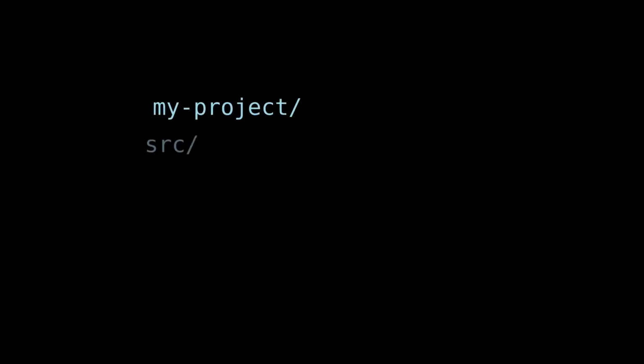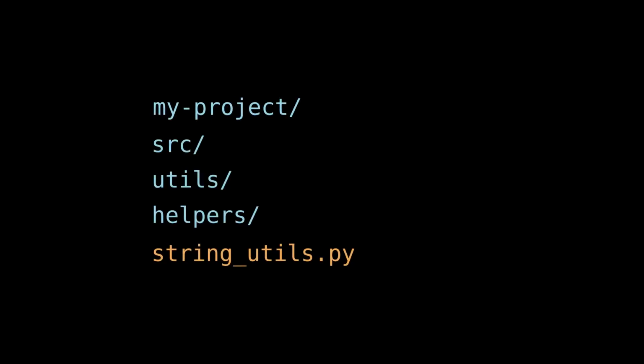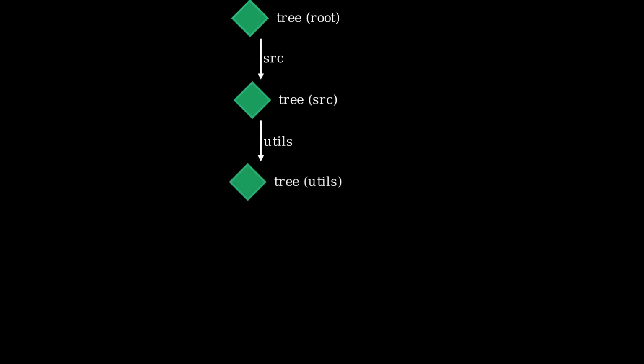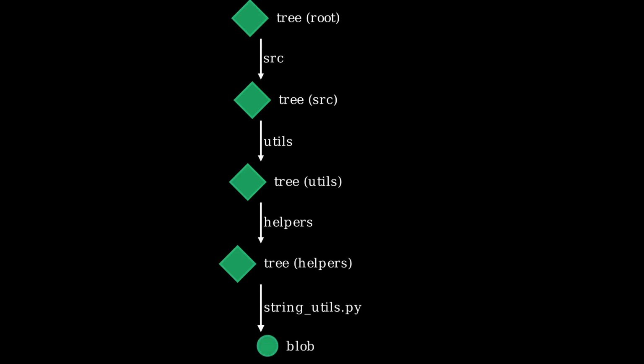Imagine this path, my-project/src/utils/helpers/stringutils.py, 4 directories deep, 1 file at the bottom. Each slash in the path is 1 tree object pointing to another. The root tree points to src, src points to utils, utils points to helpers, helpers finally points to the blob. 4 trees, 1 blob. Nested directories are not a special feature in Git. They are an emergent property of trees being allowed to point to other trees.